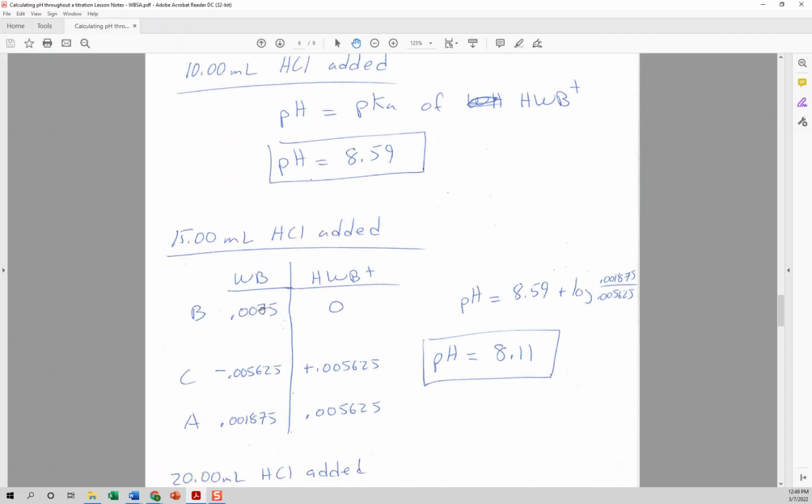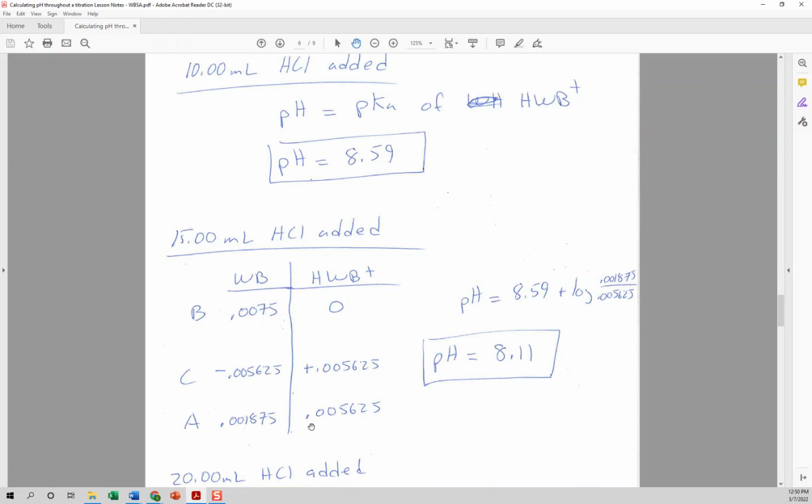Again, I'm going to make my BCA. It's going to start out the same way. Before we started the titration, 0.0075 moles of WB and 0 moles of HWB plus. Again, the change is the amount of HCl I've added. And at this point, it would be 0.015 liters times the molarity of HCl. So 0.015 times 0.375, that's where we're getting these numbers. So I'm going to lose that much of my WB, and I'm going to gain that many moles of HWB plus.